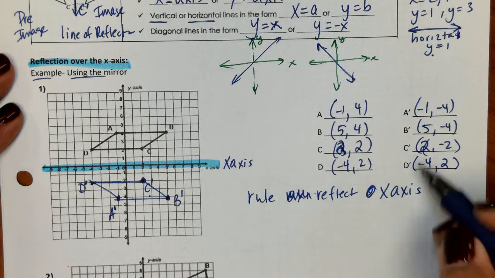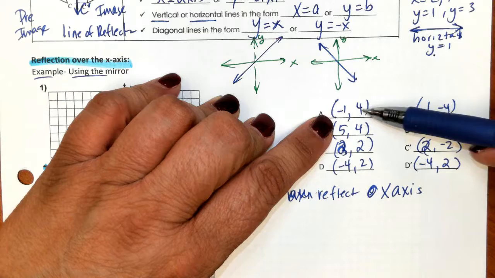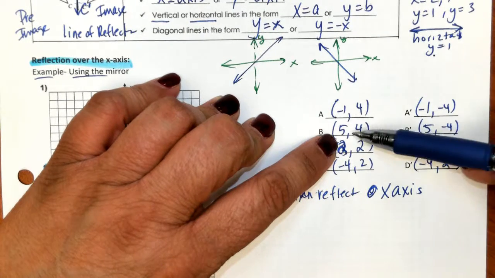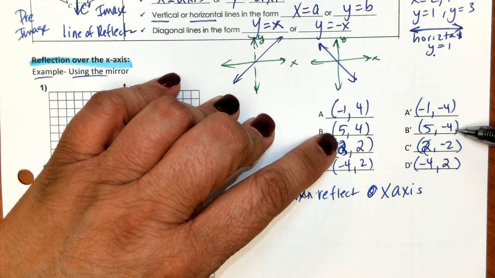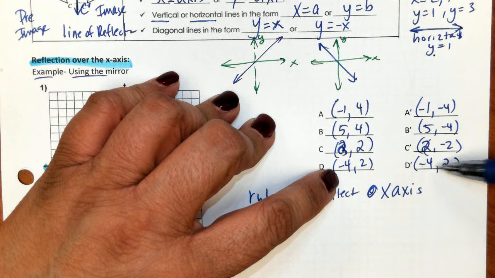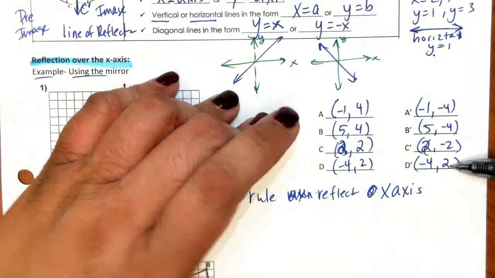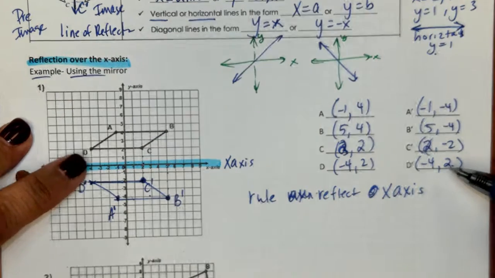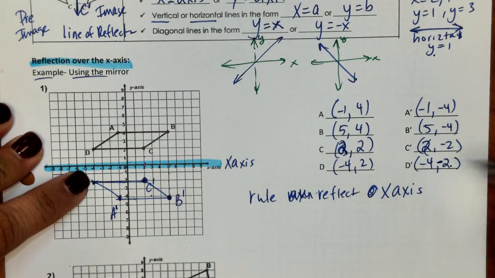What is the rule when you want to reflect across the x-axis? Okay, what is the rule? So take a look at these numbers. (-1, 4), (-1, -4). (5, 4), what did you do? (2, 2) became (2, -2). (-4, 2) became (-4, -2). Actually that D, I just caught an error, should be -2.